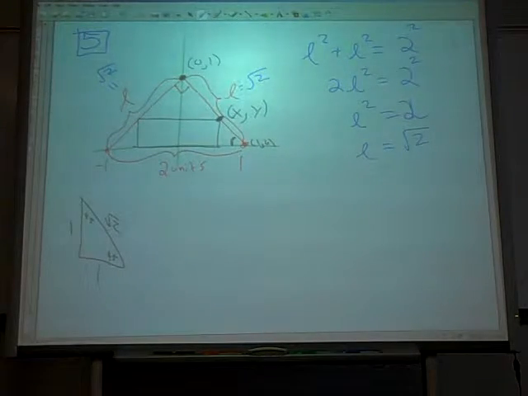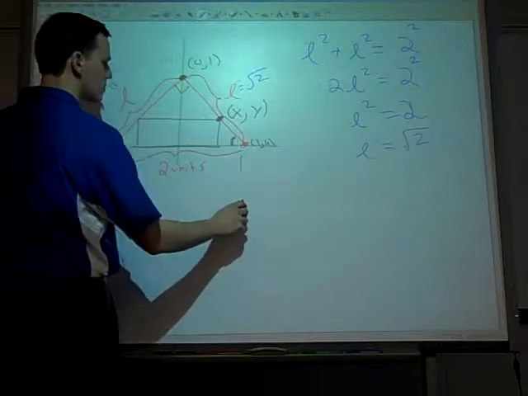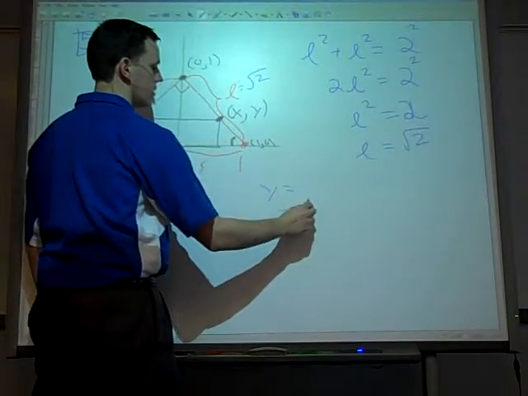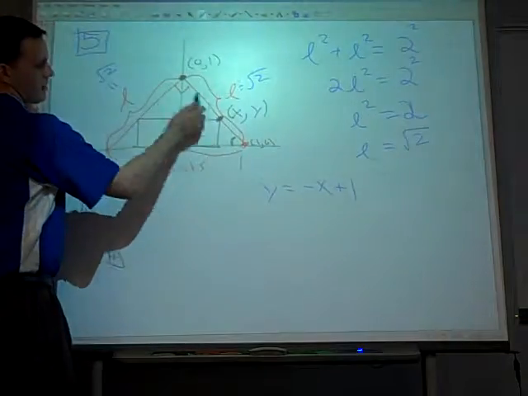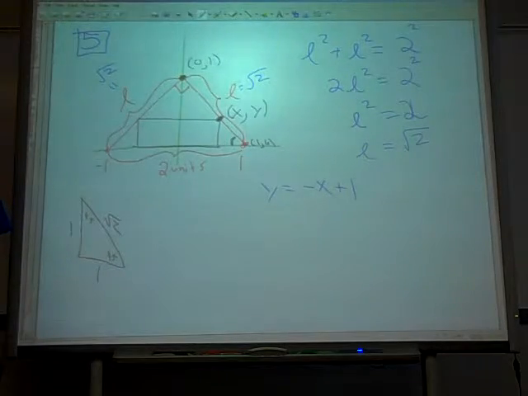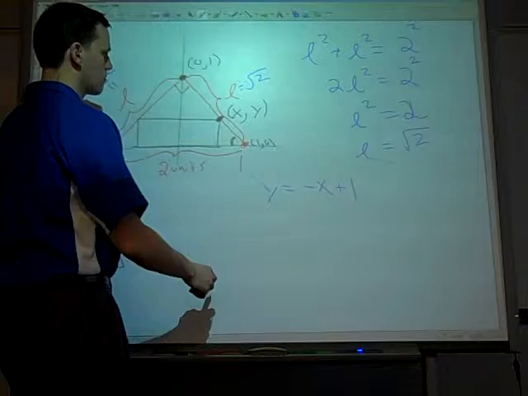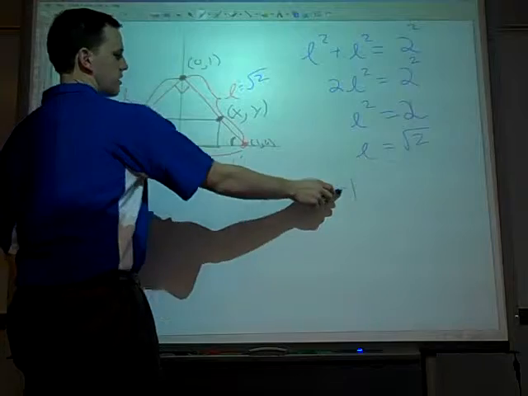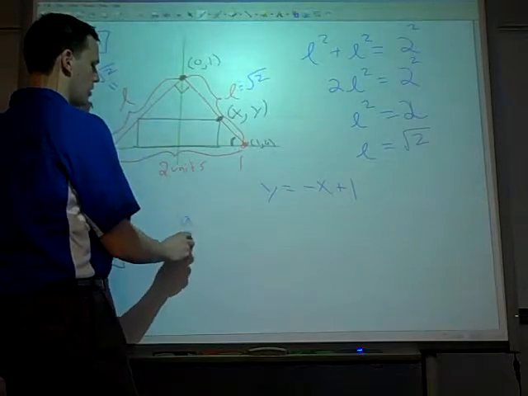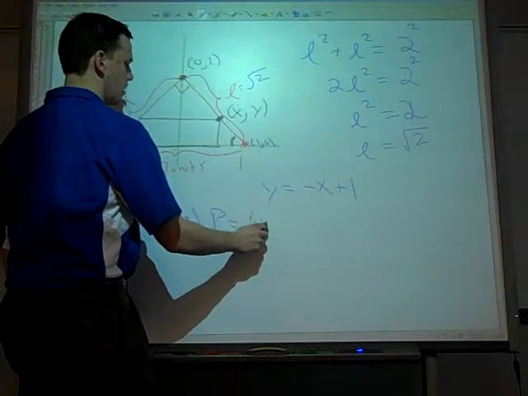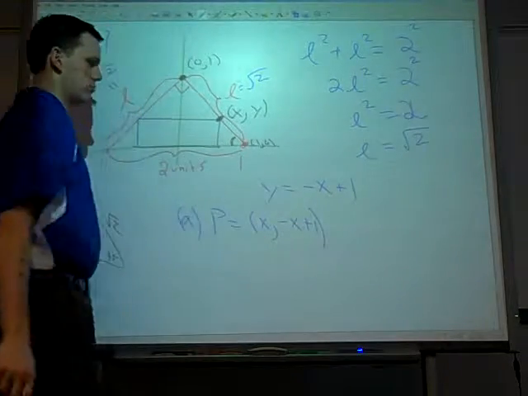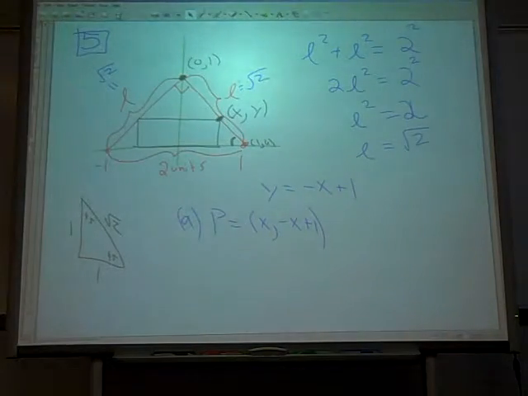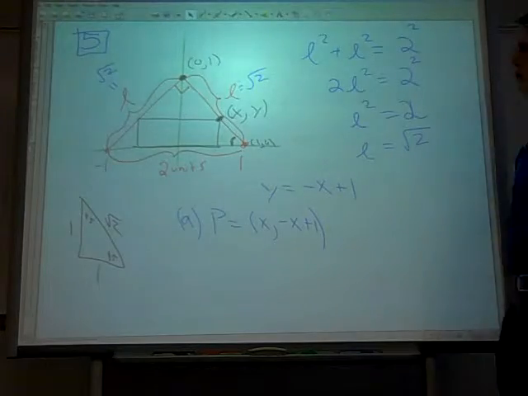Can we come up with the equation of that line? y equals negative x plus 1, because it's got a slope of negative 1 and a y-intercept of 1. So mx plus b. That means at any point, this y is equal to negative x plus 1. So part A is P equals (x, negative x plus 1). That's part A. Now part B says express the area of the rectangle in terms of x.